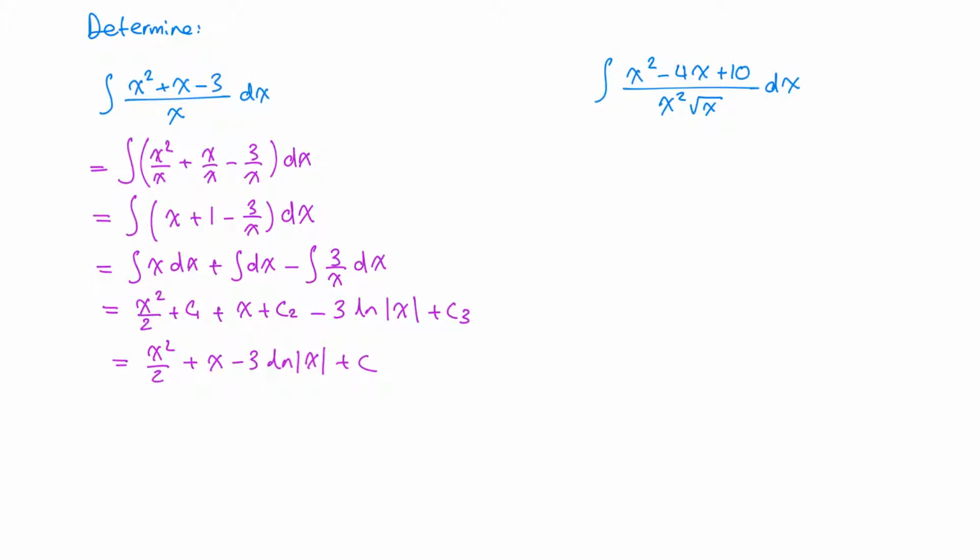Okay, for this question over here, I have to find the integral of x squared minus 4x plus 10 over x squared square root of x with respect to dx. So what I will do first is actually write this denominator in terms of exponents, so in exponent form.